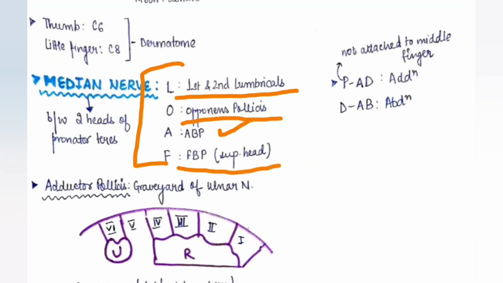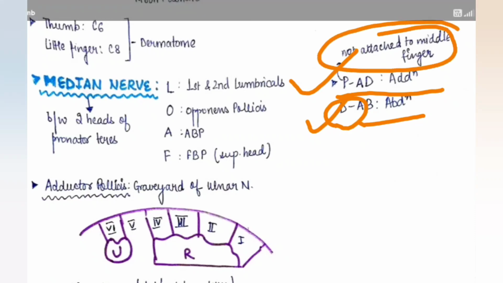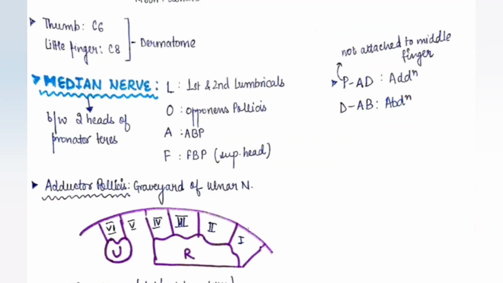And rest all the muscles of the hand are supplied by ulnar nerve. The median nerve passes between two heads of pronator teres. Then remember the mnemonic PAD and DAB: palmar interosseae are for adduction and dorsal interosseae are for abduction. There is a question like palmar interosseae are not attached to the middle finger.